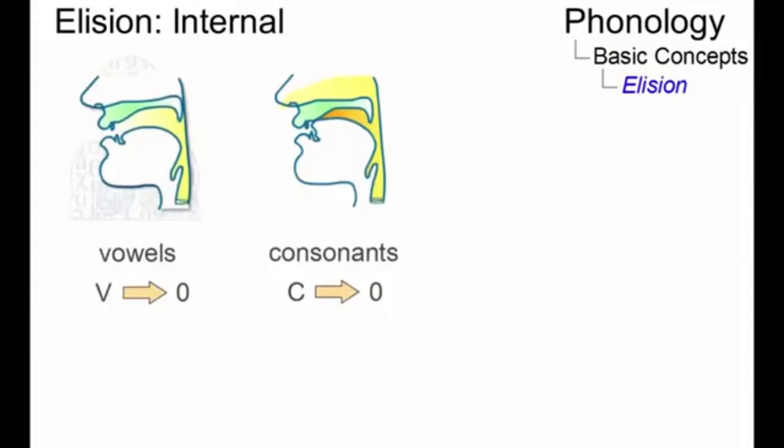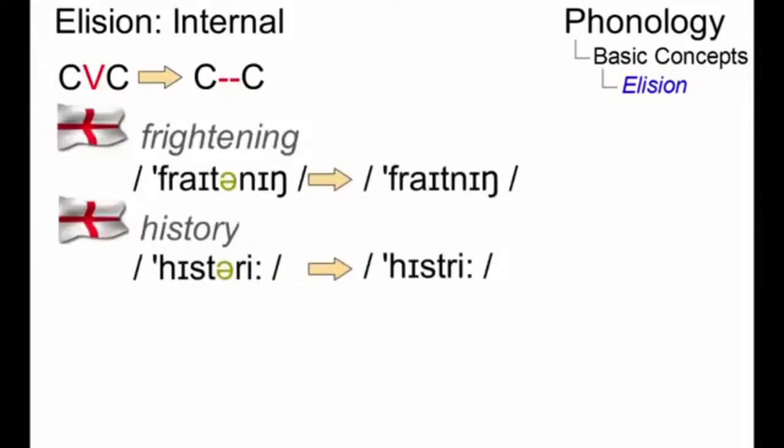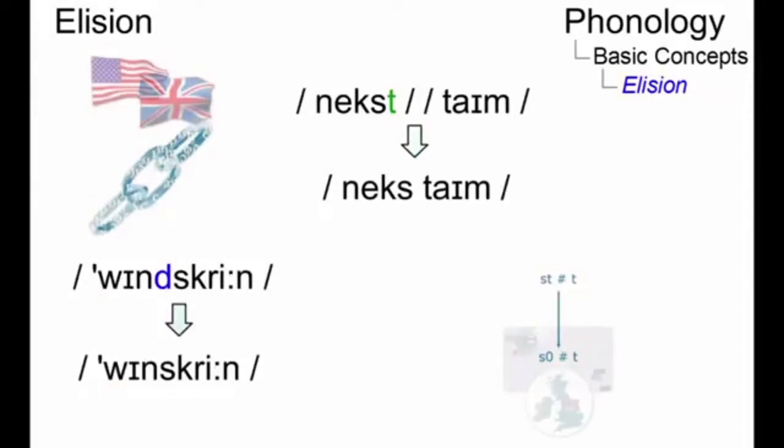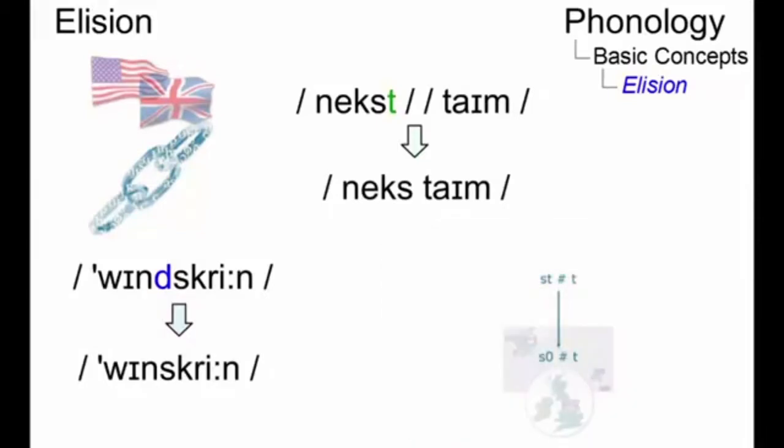Word internal elision affects both vowels and consonants, whereas the elision of vowels is a result of the rhythmic structure of English, as in "frightening" or "history", where unstressed vowels may disappear. Consonantal word internal elision follows the central principle where the middle consonant of three adjacent consonants is dropped, as in "windscreen". However, in all these cases of present-day English, elision is mainly optional and typically occurs in rapid conversation.